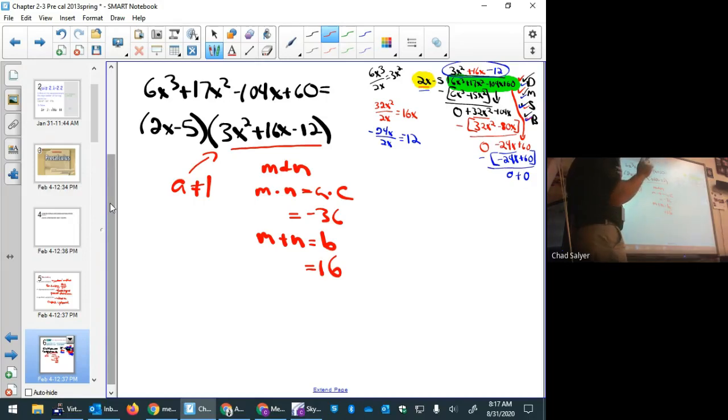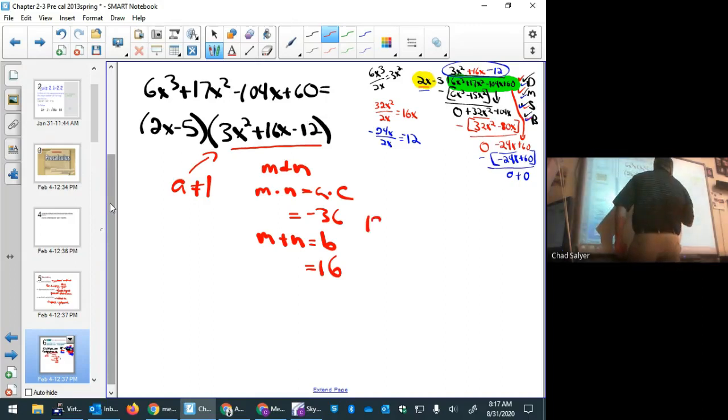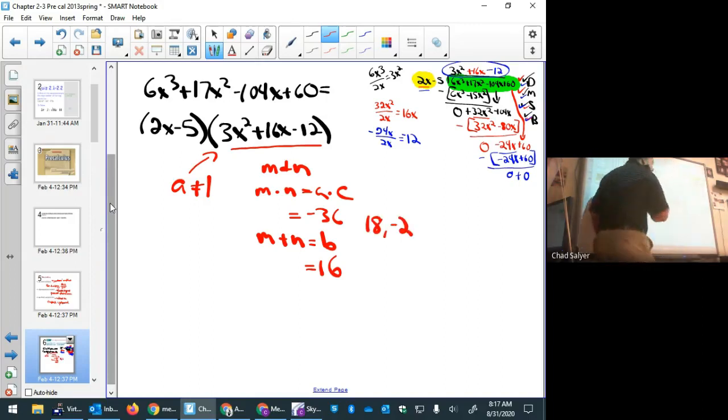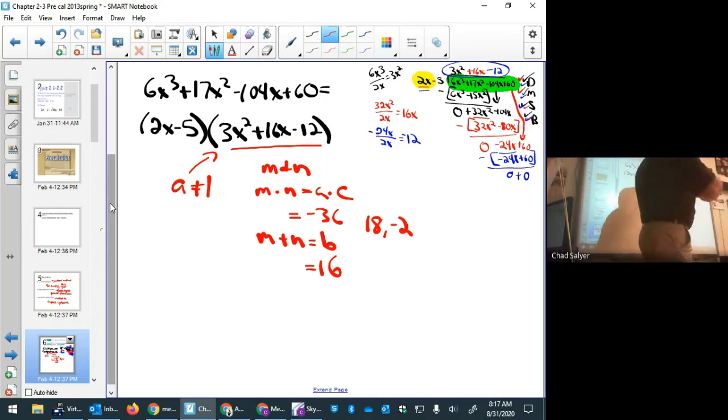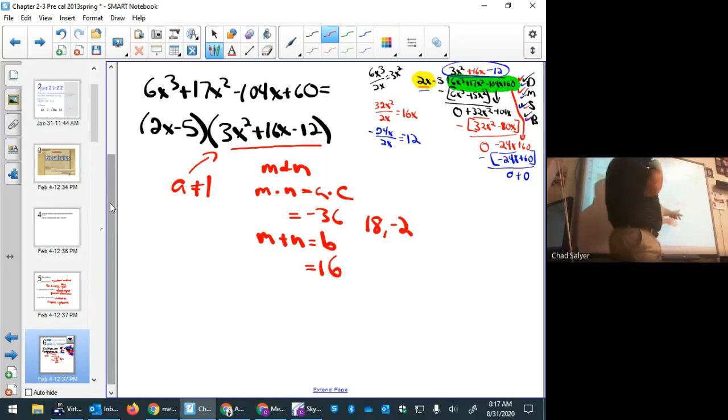I see what they are. It's kind of tricky. 18 and negative 2. So 18 and negative 2 add up to this and multiply together to make this. If you don't have a good intuition for that, there's all sorts of online calculators and stuff that can help you. But also, you could list all the factors of 36 and look for ones that have a difference of 2 or add together to make 16.